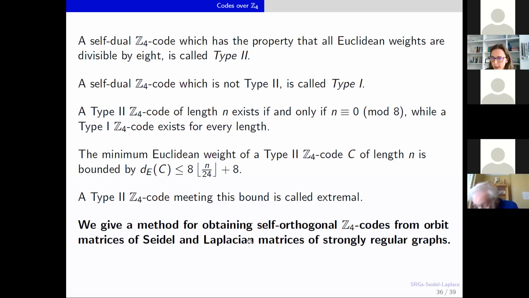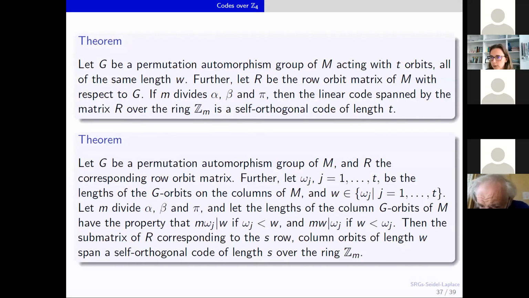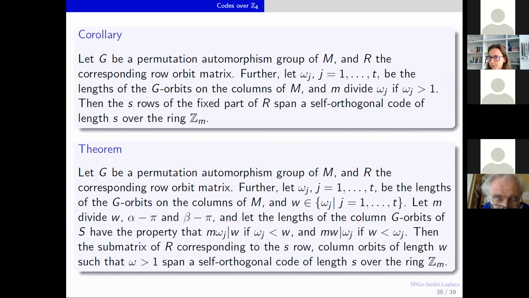And what we were able to see is that our method for obtaining self-orthogonal linear codes from Seidel and Laplacian matrices of strongly regular graphs actually works also for obtaining self-orthogonal Z4 codes from orbit matrices of this type of matrices. So we proved the analogous theorem, as I told you before, but over the rings of integers modulo n.